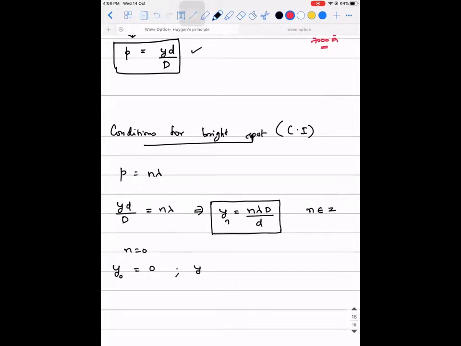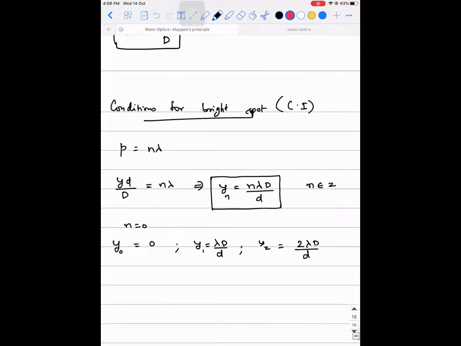What is y1? Lambda D divided by small d. What is y2? 2 lambda D divided by small d. So what exactly is going to happen is, observe. Listen to this very carefully. Screen. Let's say you are using a blue light.